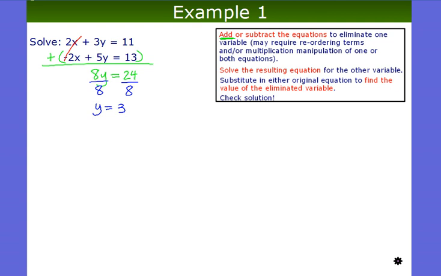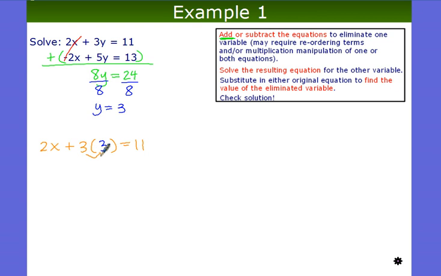Okay, so now that we've solved, we're going to take that y equals 3, and we're going to substitute it back into either of the equations so that we can find the value for the x. It doesn't matter if you use the first equation or the second equation, it's still going to get you the same x. So we'll take 2x plus 3y, but instead of y, we're going to write the number 3 equals 11, and then we solve for x.